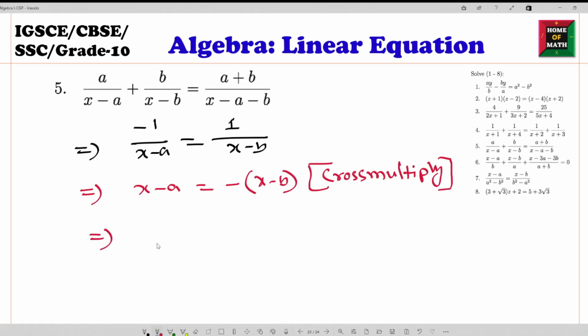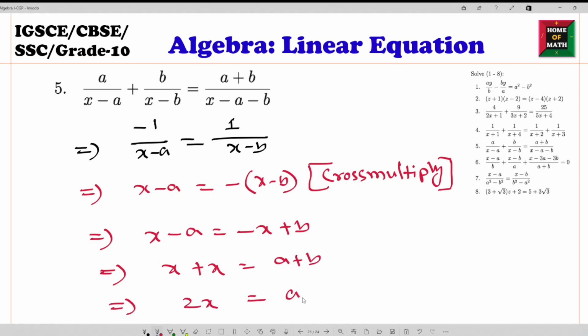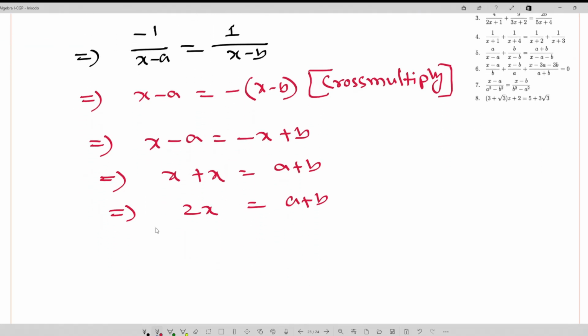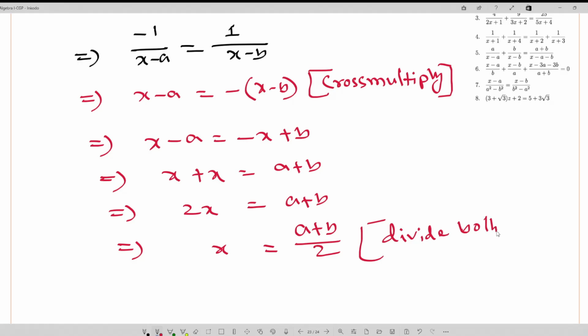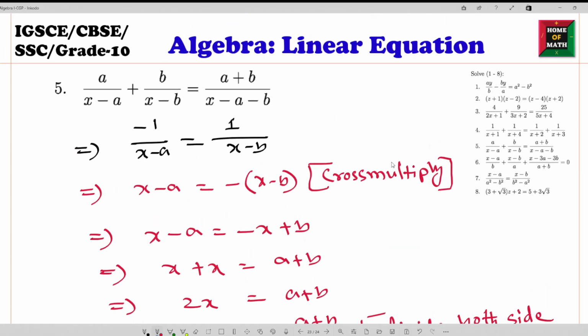Okay, now look, here is x minus a and here is minus x plus b. So x plus x, and here a plus b, right? And then 2x equals to a plus b. So once we divide both sides by 2, x equals to a plus b divided by 2. So this is our answer, which is a plus b divided by 2.